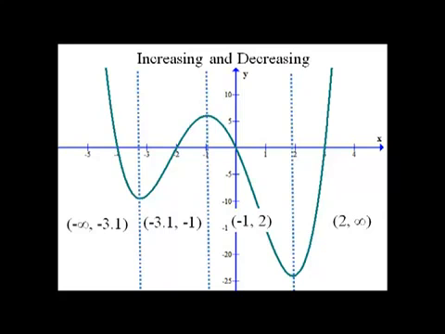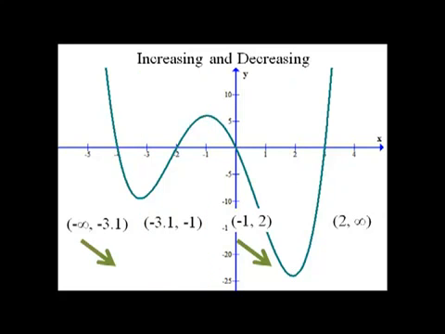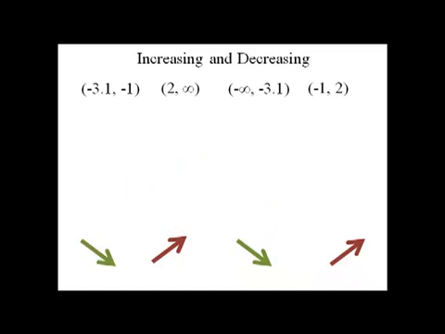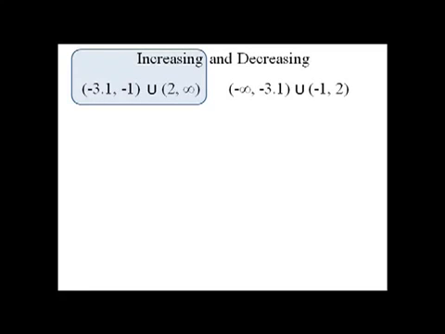Now, we have 2 places where it was increasing and 2 where it was decreasing. We need to group those together. So there are our 2 places where it was decreasing, and then we have 2 places where it was increasing. In writing this up, we're going to union those 2 distinct intervals together. So it's increasing from -3.1 to -1, and also from 2 to infinity. It's decreasing from -infinity to -3.1, and also from -1 to 2. Notice in both cases the order goes from left to right, or from the most negative number to the most positive number. We always go in that order.